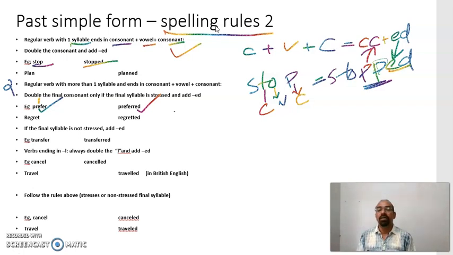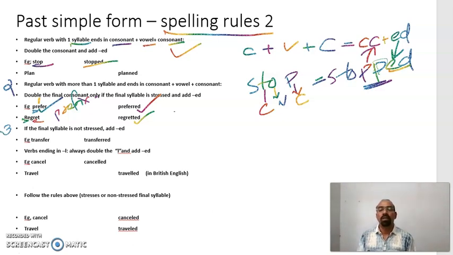Regret. You can easily understand this with prefixes. Re, pre, these are prefixes. When prefixes are there in a word, it is not a stressed one. So the next syllable may become the stress. So here also regret, regretted. Stress comes in the last syllable. So we have to double the consonant and add ed.